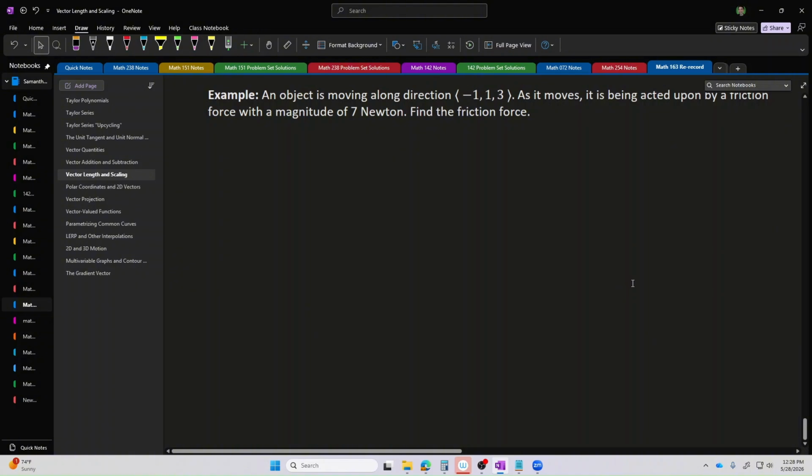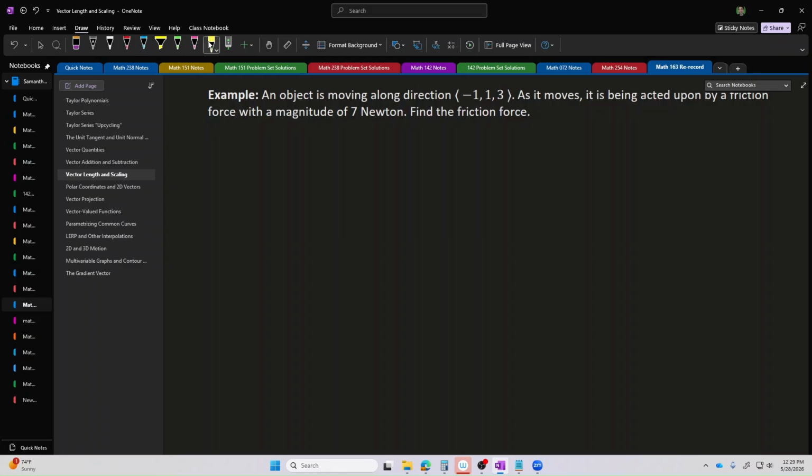We've got an object who's moving along a direction given by the vector negative 1, comma positive 1, comma positive 3. While it's moving, it's being acted upon by a force of friction with a magnitude of 7 newtons. So let's go ahead and find this friction force.